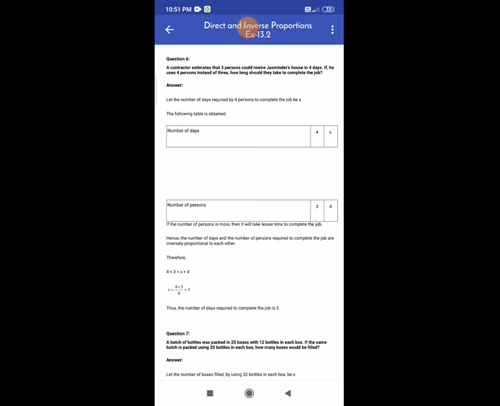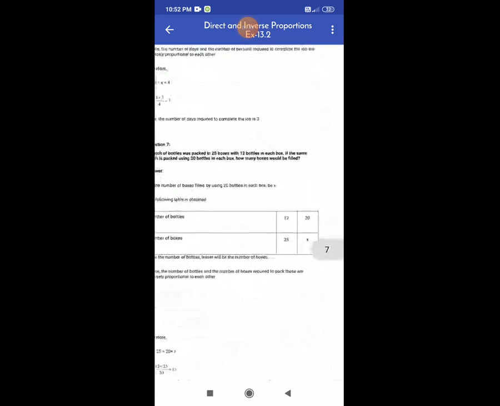Number of days 4 and x respectively, number of workers 3 and 4 respectively. If the number of persons is more, then it will take less time to complete the job. Hence the number of days and the number of persons required to complete the job are inversely proportional to each other. Therefore 4 multiply 3 is equal to x multiply 4, and therefore x is equal to 4 multiply 3 by 4 equal to 3. Thus the number of days required to complete the job is 3.